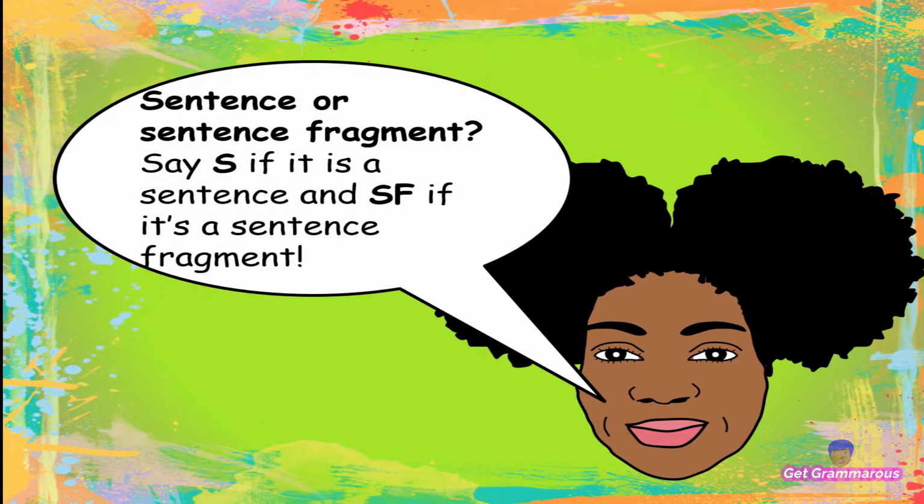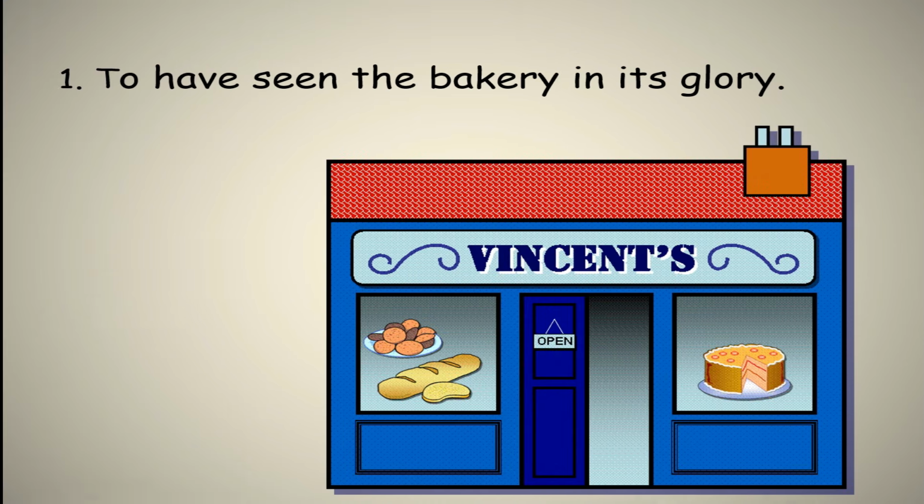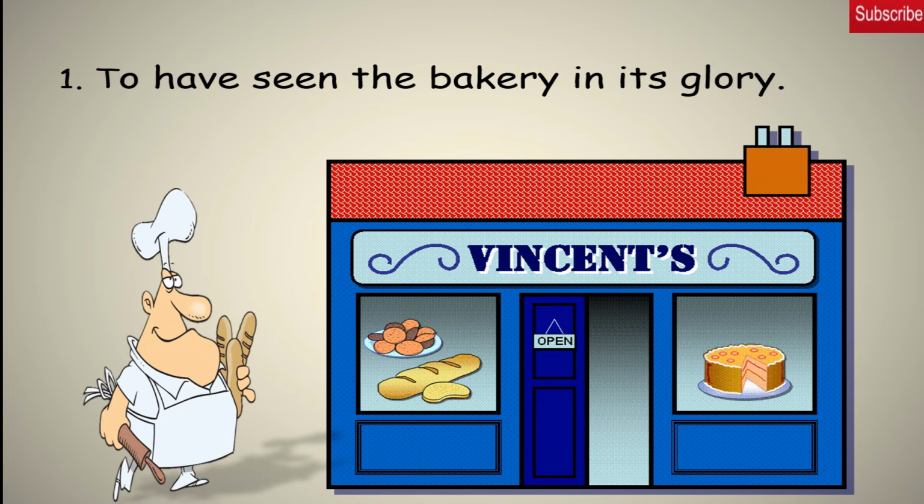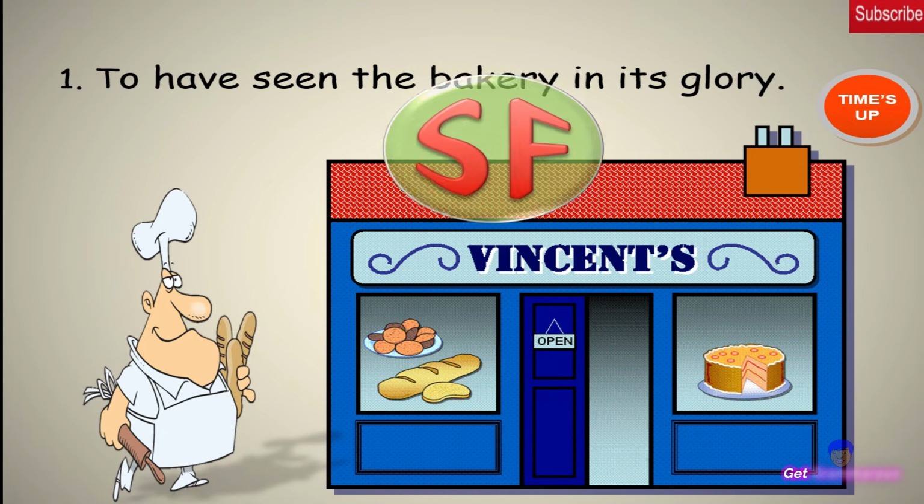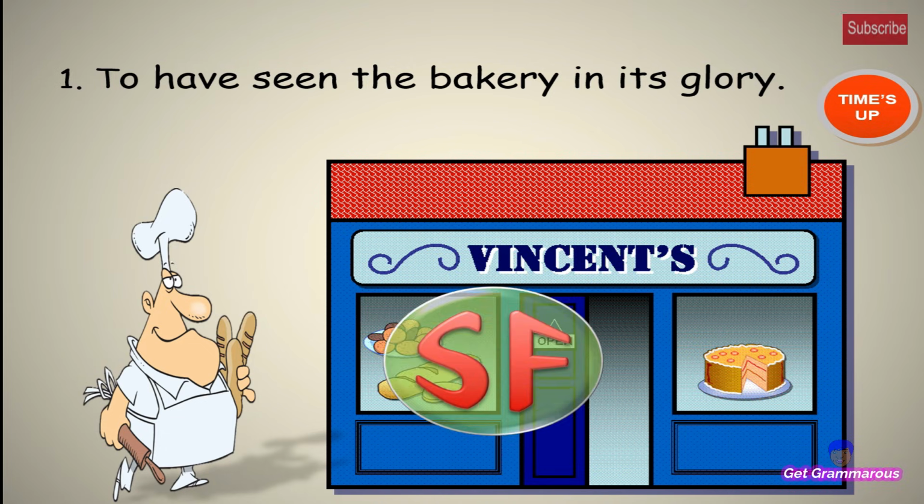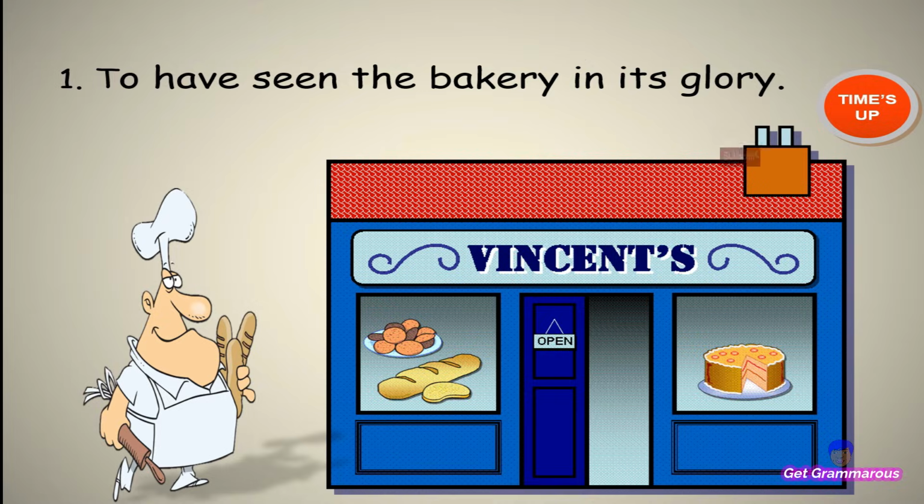Sentence or sentence fragment. Say S if it is a sentence and SF if it is a sentence fragment. Number 1. To have seen the bakery in its glory. Is it a sentence or fragment? Let's go. Time's up, and the answer is sentence fragment. It is a sentence fragment.